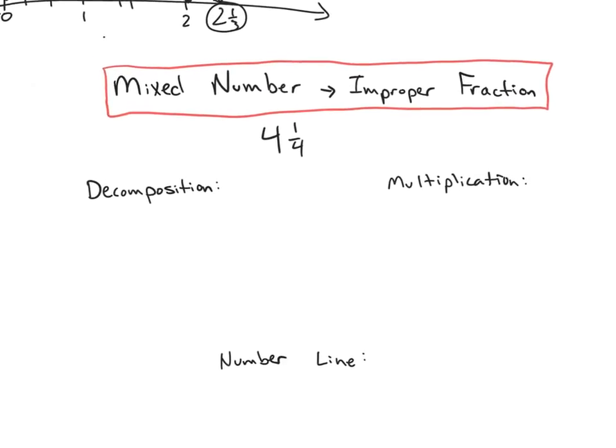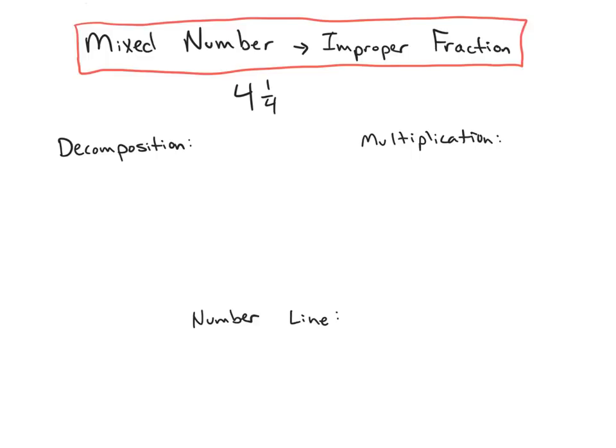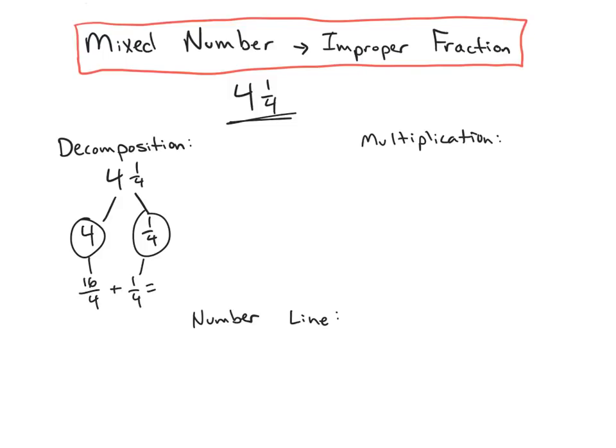We also have a few different strategies for changing a mixed number to an improper fraction. And for these strategies, I'm going to be demonstrating using the mixed number 4 and 1/4. So the first strategy we can use is decomposition. What I'm going to do is separate 4 wholes and 1/4. And then I'm going to rewrite 4 wholes in terms of fourths. So I'm going to rewrite 4 wholes as 16/4, and 1/4 will stay the same. And then I'm going to add these together, and that's going to be 17/4.